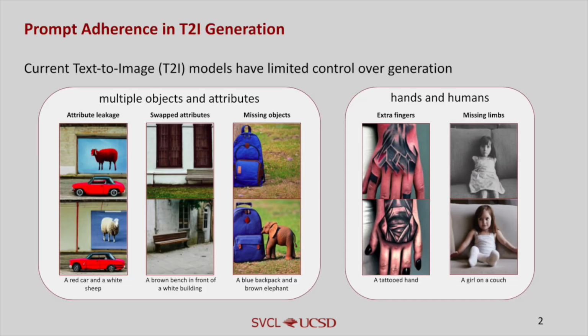Although significant progress has been made in the field of text-to-image generation, current T2I models have several limitations in terms of adhering to the prompt specifically. In terms of enforcing multiple objects and their attributes, it suffers from attribute leakage, swapped attributes, or missing them completely. It is also notoriously hard to create human hands and fingers, as diffusion creates merged, extra hands, missing limbs, etc.